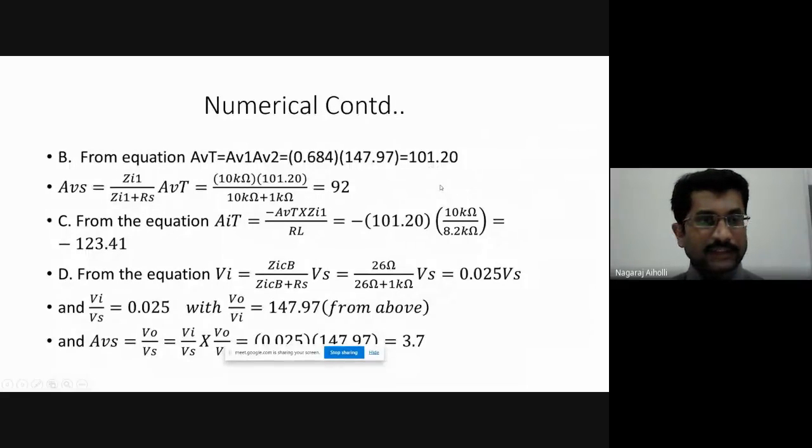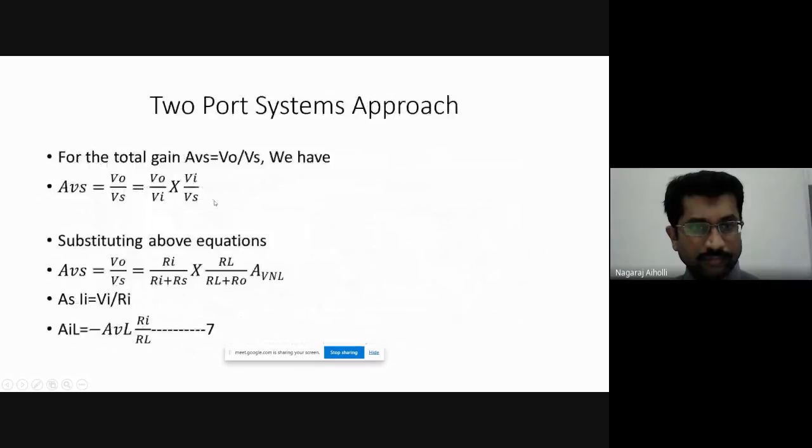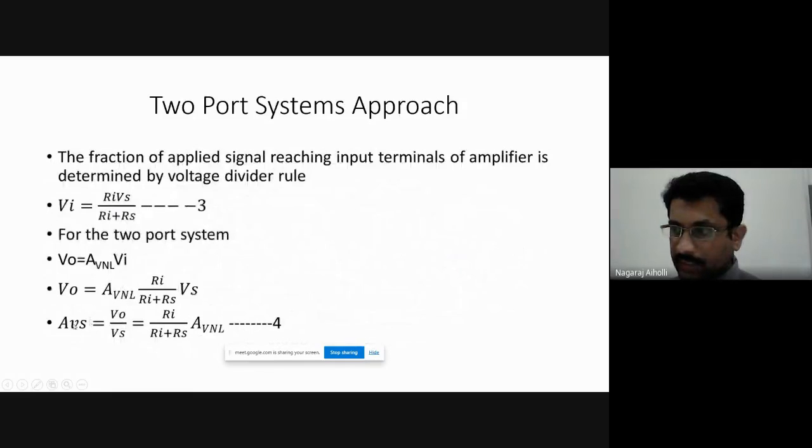Fine. Next, they have asked the calculation of AVS. AVS, that is with the source resistance, how much is the gain of the system? Now this AVS equation is Ri divided by Ri plus Rs into AVNL. Let us go back to that equation in the two-port system. It is this equation. AVS is equal to V naught by Vs, that is Ri by Ri plus Rs into AVNL.